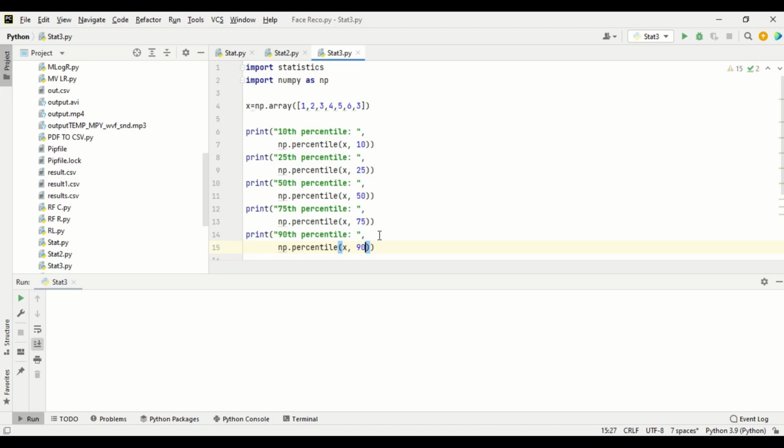So what is the distribution of the 25th percentile? What is the distribution of the 75th percentile? Like that we are going to get.